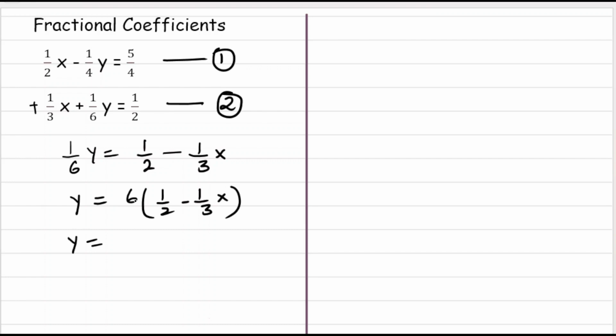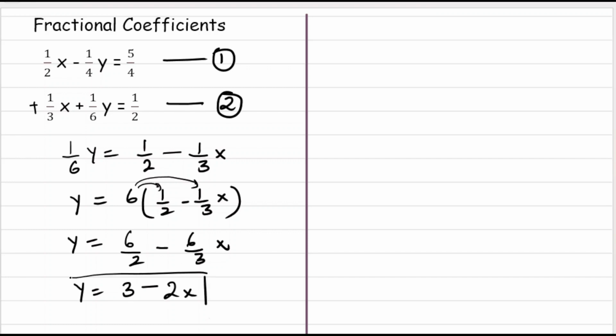Y equals, multiply 6 with both these terms using the distributive property. So 6 over 2 minus 6 over 3x. So y comes out to be 3 minus 6 divided by 3 is 2x. This is my y. Now put this y in equation number 1. So I get half x minus 1/4, in place of y I would put 3 minus 2x, equals half.